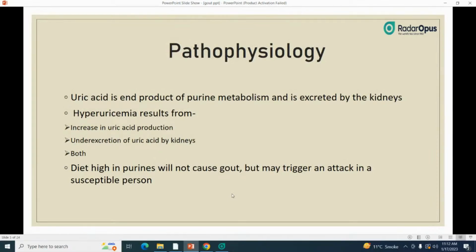Now, the pathophysiology of gout: uric acid is an end product of purine metabolism and is excreted by the kidney. As we discussed in the previous slide, hyperuricemia results from an increase in uric acid production, underexcretion of uric acid by the kidneys, or both. A diet high in purine will not cause gout, but may trigger an attack in a susceptible person.